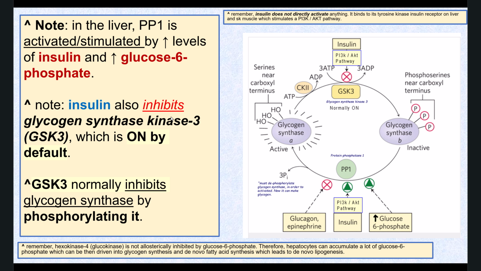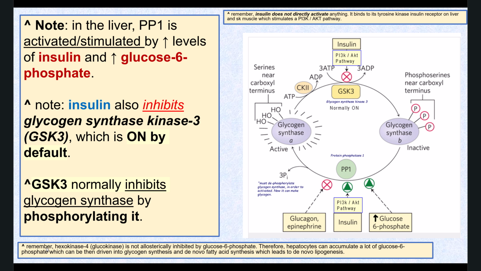Note, insulin also inhibits GSK3. We talked about that already. GSK3 normally inhibits glycogen synthase by phosphorylating it, right? Because it's a kinase. Kinase phosphorylates. And you've got to be careful, because sometimes when you phosphorylate something, it activates it, and sometimes when you phosphorylate something, it deactivates it, which we're going to see in a little bit here.